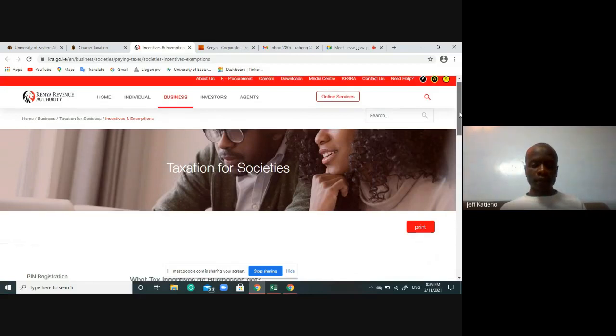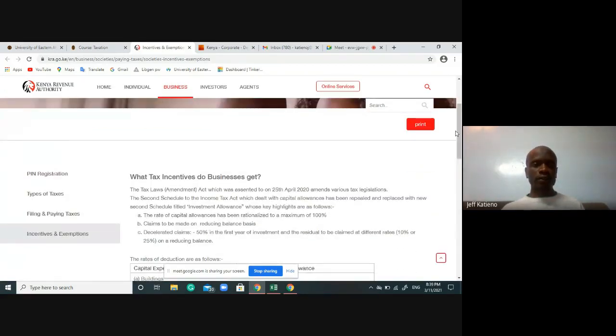So the Kenya Revenue Authority, this is tax incentives. I've picked up capital deduction allowances, which are tax incentives generally. So the Tax Laws Amendment Act, which was assented to on 25th April 2020, amends various tax legislations. So the second schedule, which dealt with capital allowances, has been repealed and replaced with the new second schedule titled Investment Allowance.